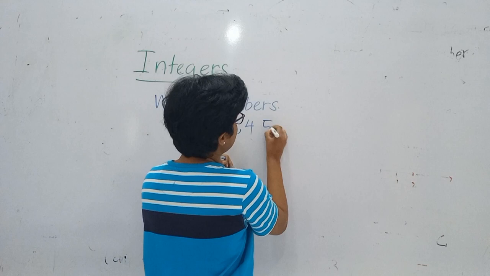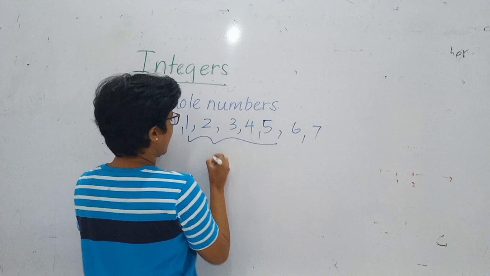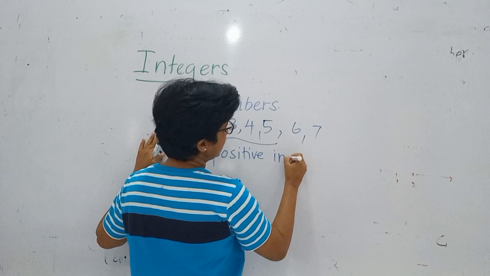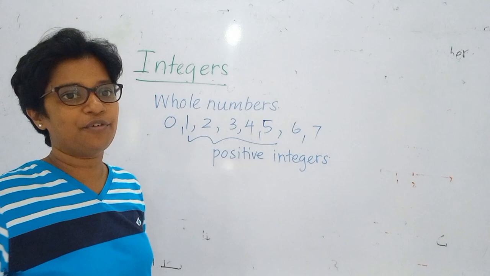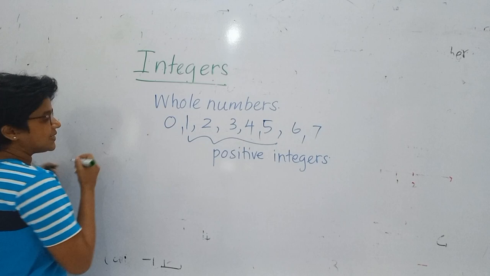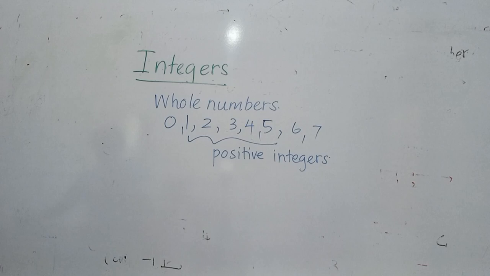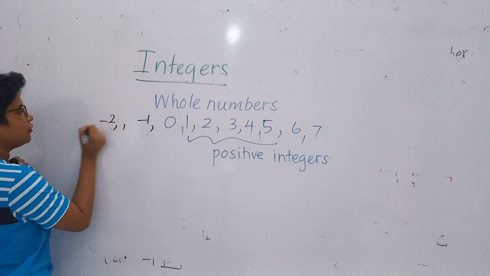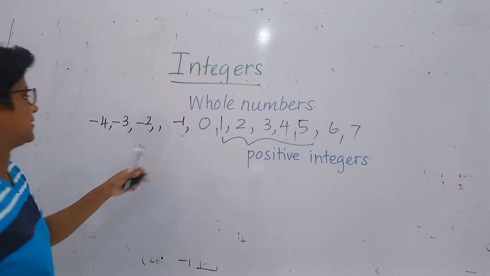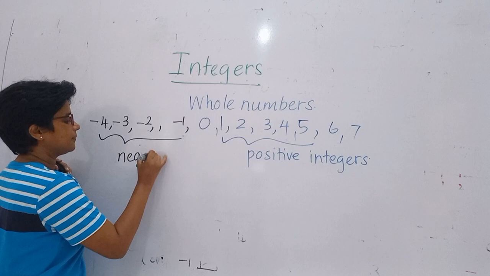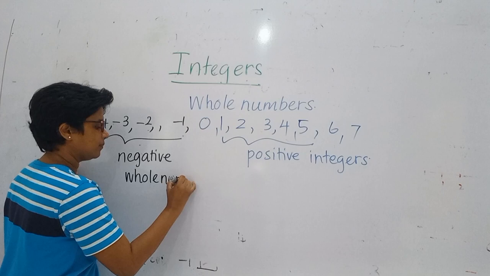Like that, all are integers, but this side is called positive integers. Therefore, if they are positive integers, there should be another side for this family. In the integers family, negative numbers are included. These negative numbers should be whole numbers, right? Negative 1, negative 2, negative 3, negative 4, like that. These are negative whole numbers. And zero should be included.